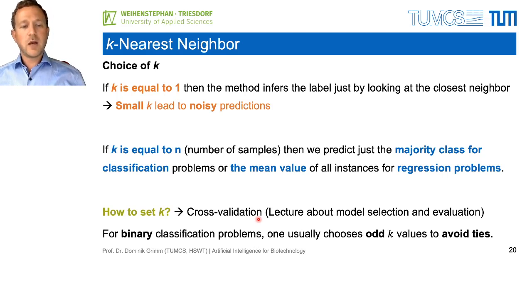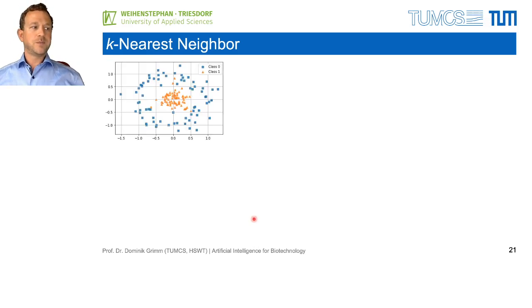And for binary classification problems, there is one hint. There we usually should choose odd K values, and that's to avoid ties. For example, if we have a binary classification problem and K is equal to 10, and we have a tie of our closest points, so 5 belong to the one class and 5 to the other class, then it's difficult to decide what is the majority class. Therefore we usually take odd values because then we always get a decision. So let's look at an example.